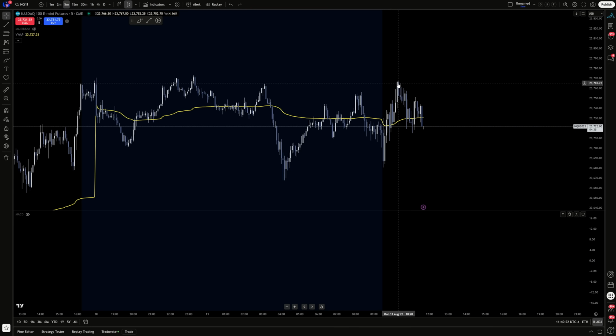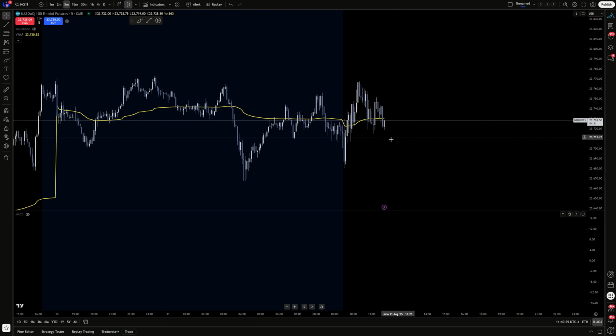Now, the way traders would use VWAP is you break below, you go short. You break above, you go long. But that doesn't tell us everything here, right?